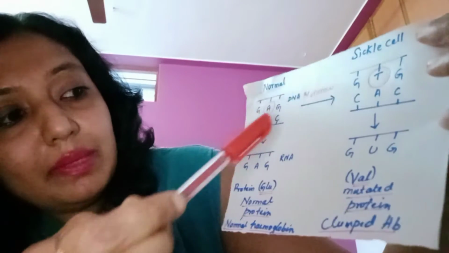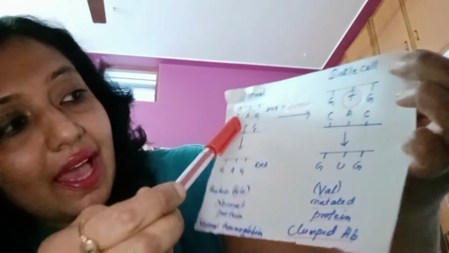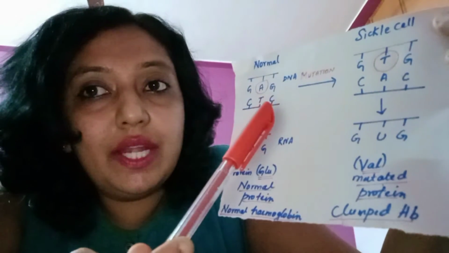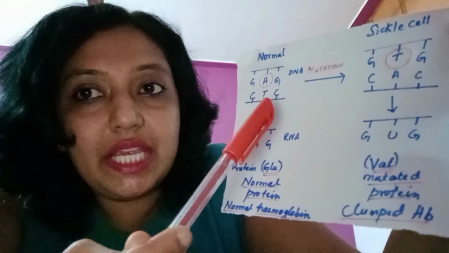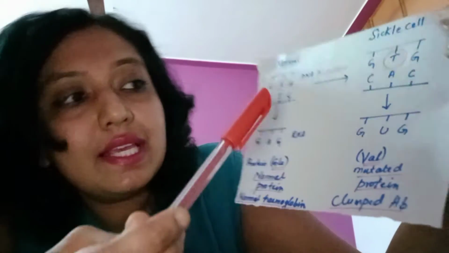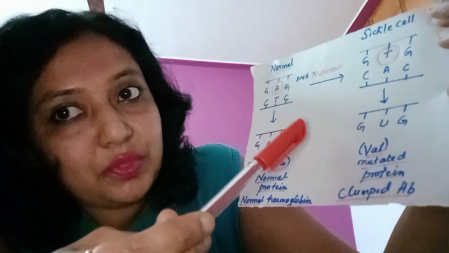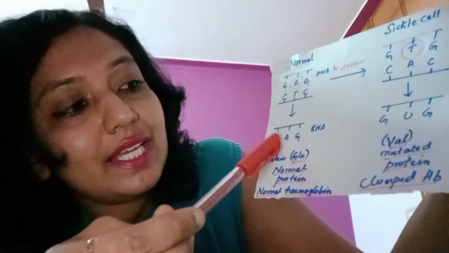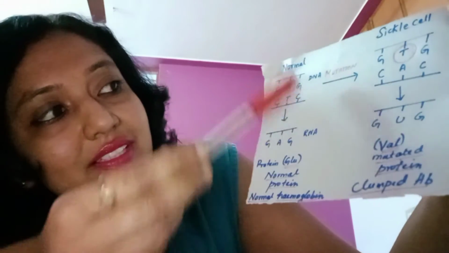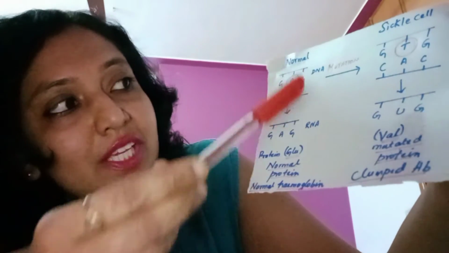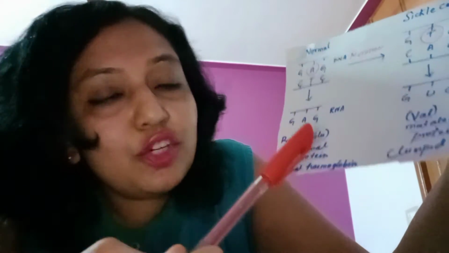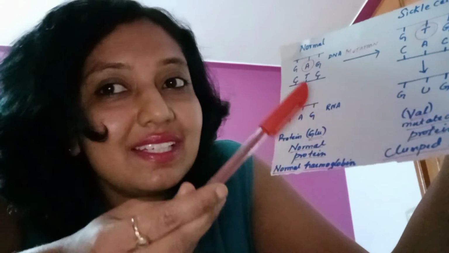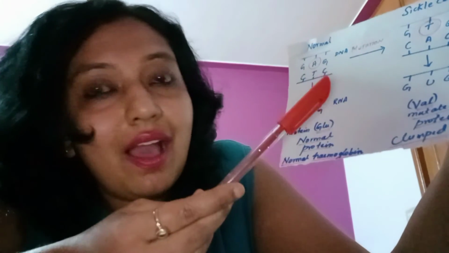Here you can see the normal DNA having GAG. This is DNA and this is RNA. In my previous videos, I have dealt with replication, transcription and translation. From DNA, transcription results in the formation of RNA. So here you can see RNA GAG. This is the normal RNA resulting in normal protein. From DNA to RNA, RNA to protein. I have dealt with protein synthesis in my previous videos. This is how it occurs in the cell.